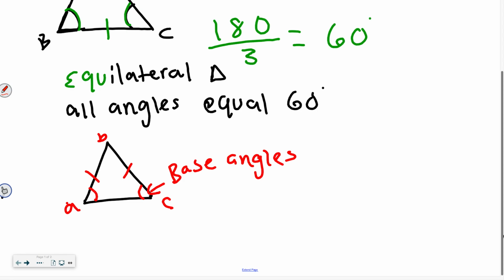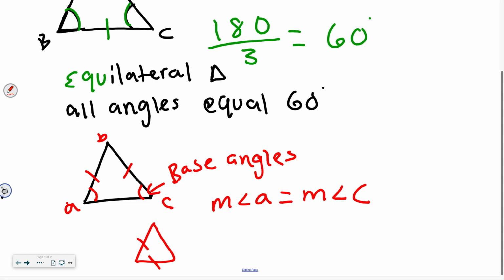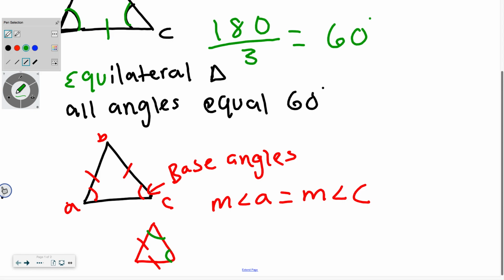Make sure that you're writing that down. The base angles of an isosceles triangle are equal. So that means that the measure of angle A is equal to the measure of angle C. Well, what if I draw this differently? What if I draw a triangle and these two sides are the ones that are equal? Well, it doesn't change. The base angles then just become these, okay? It just depends which two sides are equal in this case.